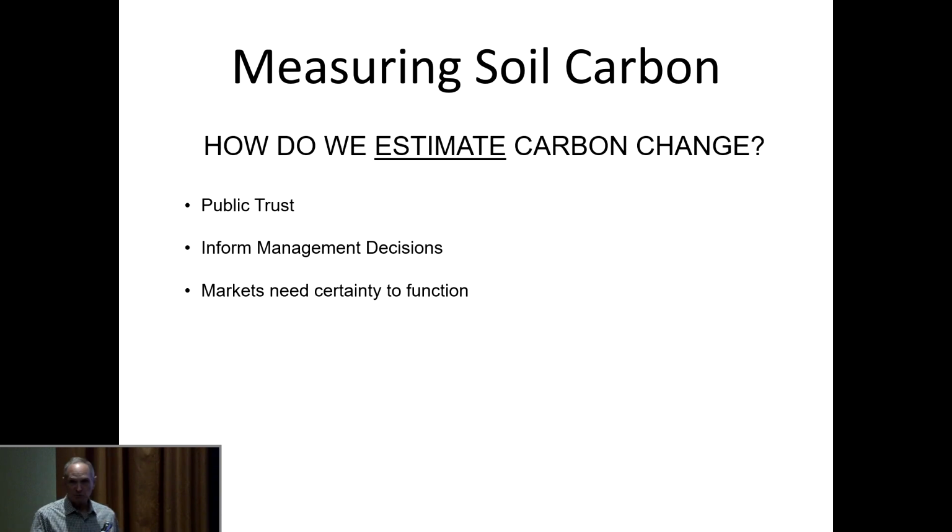Also, to inform management decisions. Our producers need these things for their management decisions. Whether they're going to participate in a carbon market or not, they need to know these things, because there are trade-offs with other ecosystem services, particularly in the case of rangeland, forage production.